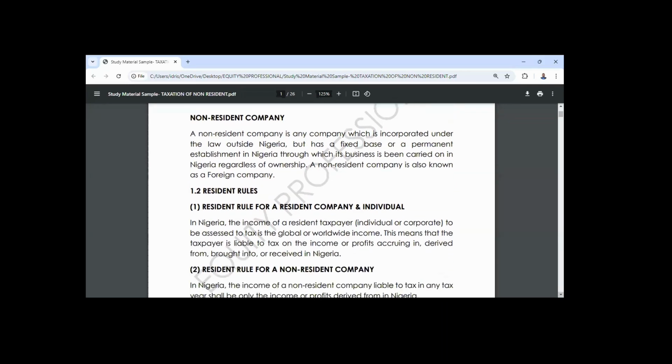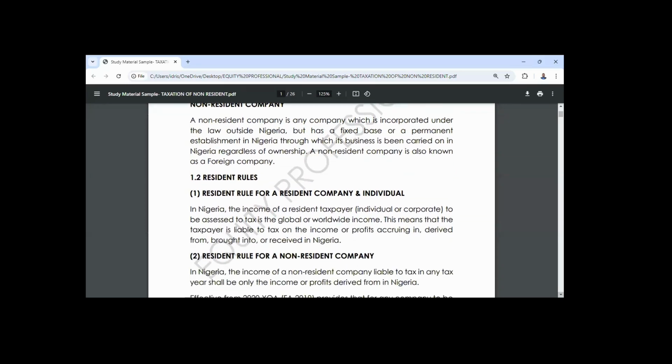Now, let's look at the residential rule. How do we determine the income of a resident company that will be liable to tax in Nigeria? How do we determine the income of a non-resident company that will be liable to tax in Nigeria? First, the residential rule for a resident company means that the income of a resident company, either individual or corporate organization, is to be assessed to tax based on the income that they derive in Nigeria and the income that the branch derives outside the country.